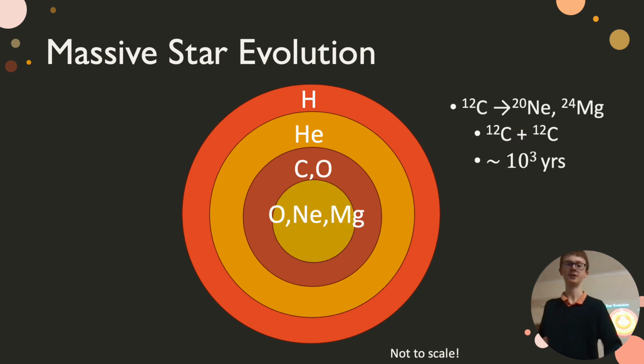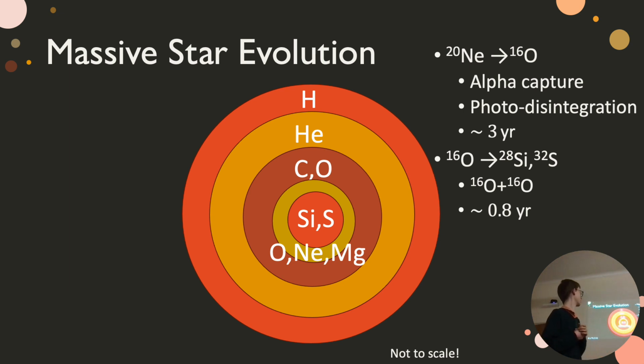Okay, so shorter again. The next stage, these are general stages, by the way. I will show you it's a lot more nuanced than this, but also it's not to scale. That's very important. These central regions are very, very small. The hydrogen shell, as we like to call it, is enormous. So yeah, we've got oxygen, neon, and magnesium. So carbon goes to neon and magnesium, bringing 2 carbons together in a roundabout way, and that takes about 1,000 years to happen.